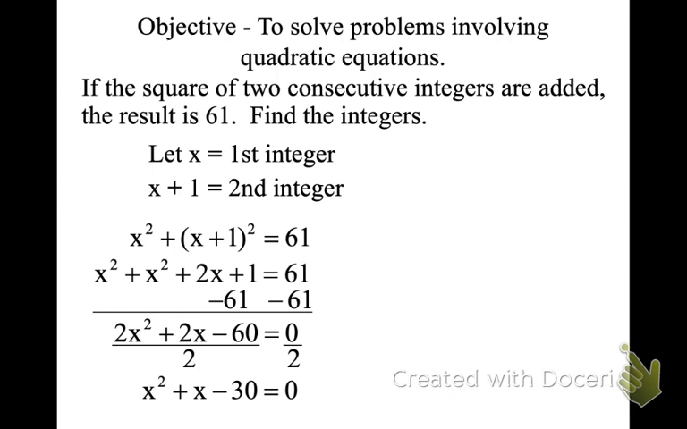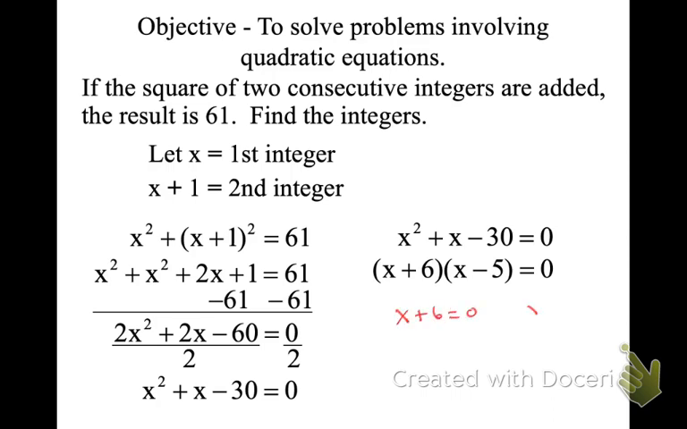So I'm going to factor that to x plus 6 and x minus 5. Now remember, those are not the solutions. We have to set x plus 6 equal to 0, x minus 5 equals 0. Subtract the 6, so x equals negative 6. Add the 5, so x equals 5, and so we are left with negative 6 and 5. But that means if this is negative 6, then negative 6 plus 1 would be negative 5.